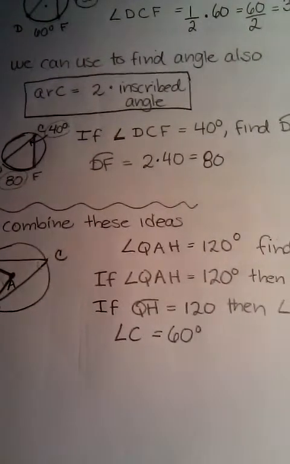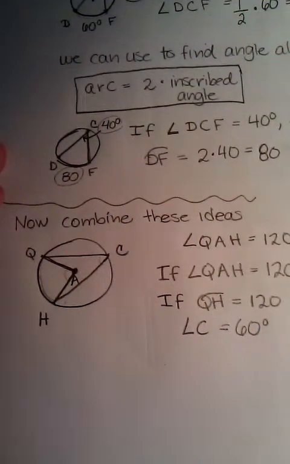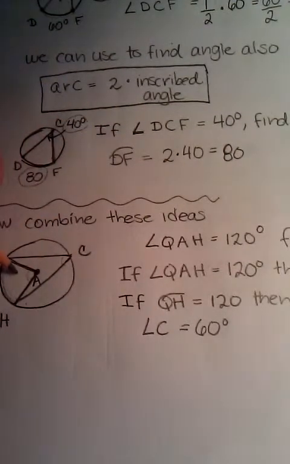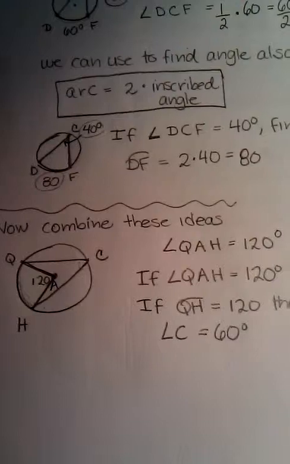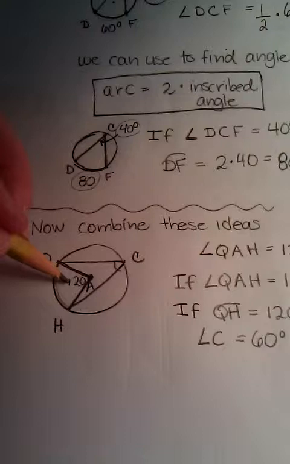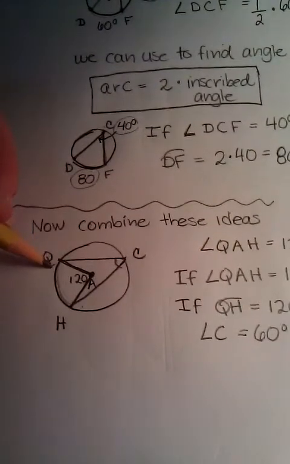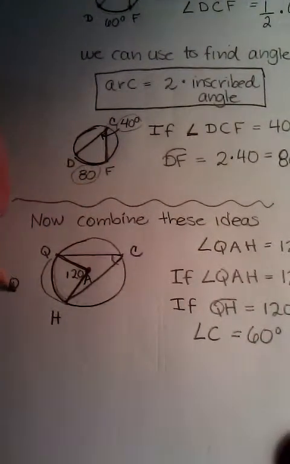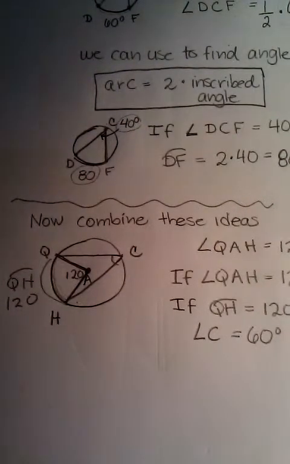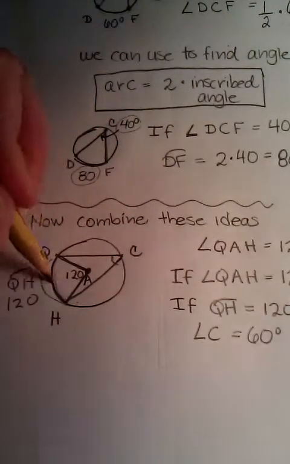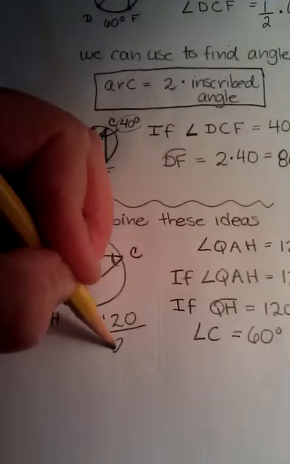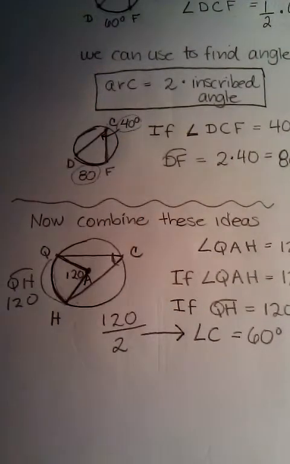So if I tell you that the angle QAH is equal to 120 degrees, I'm going to go ahead and draw it. So that's 120 degrees. Find the measure of angle C. So we want to find this. Well, I know if this is 120 degrees, then I also know that this arc length of QH is 120. And if my arc length is 120, then I know that this angle C is going to be half. So I just go 120 divided by 2, and that gives me angle C equals 60.